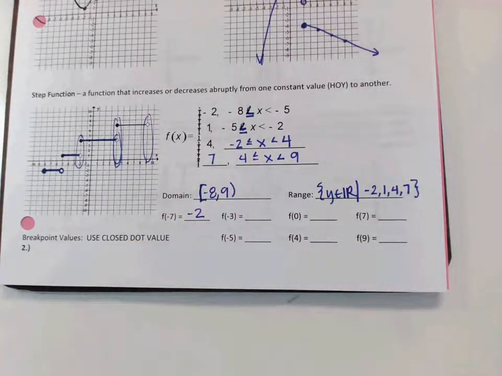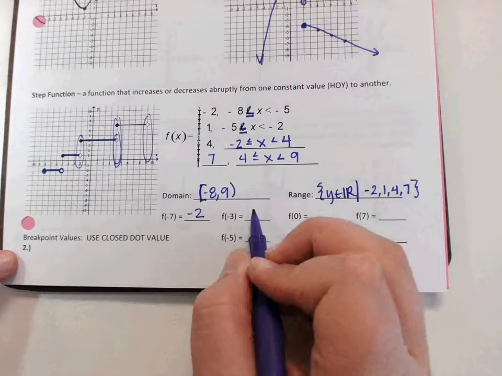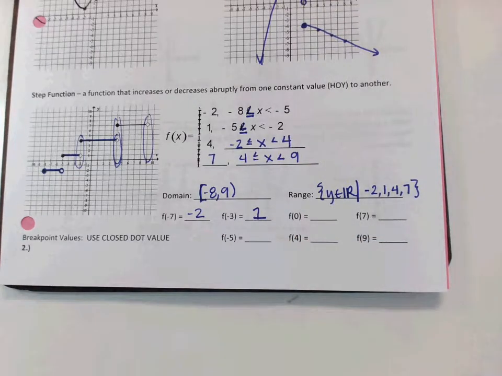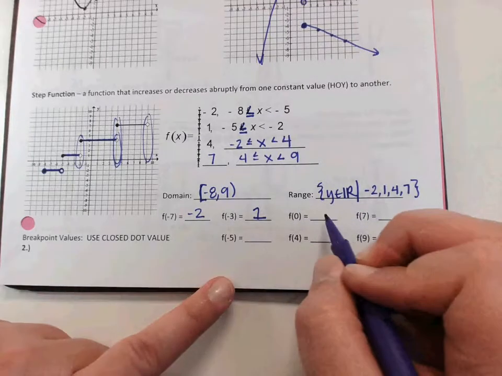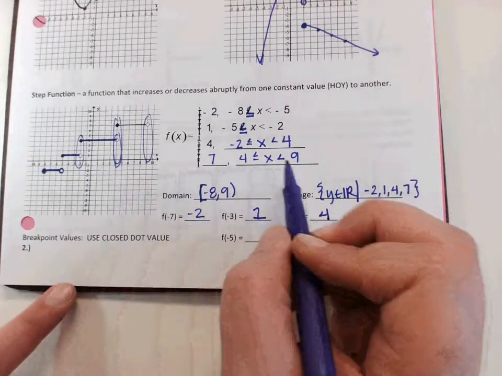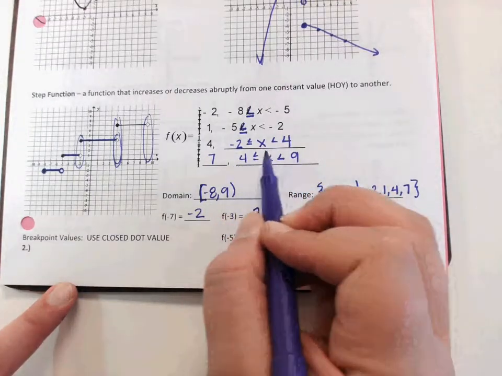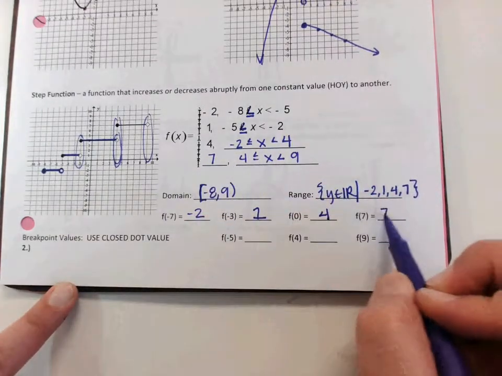Okay, now when I want -3, where does that fit? -5 to -2, because it's a -3, right? So we'll go here, which means my answer is 1. Okay, then when I move to 0, where does 0 fit between? -2 and 4. So what's the y value for that chunk? 4. And then for my last one on that row, I have it at 7. 7 fits here between 4 and 9. So my y value is also 7.